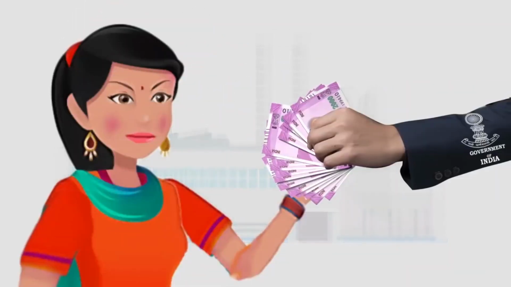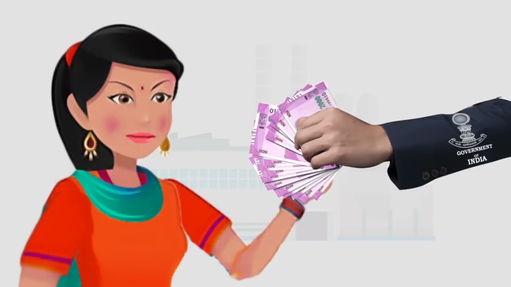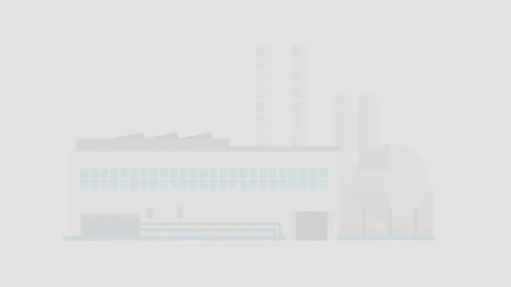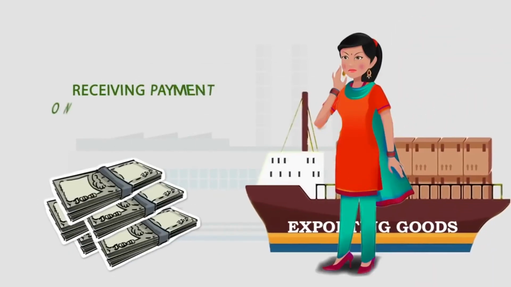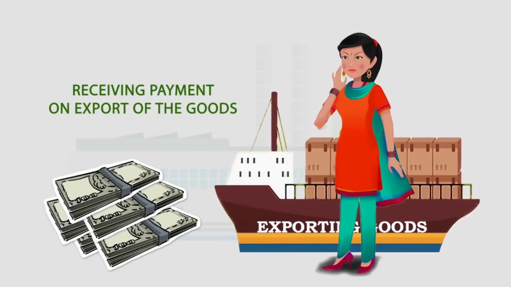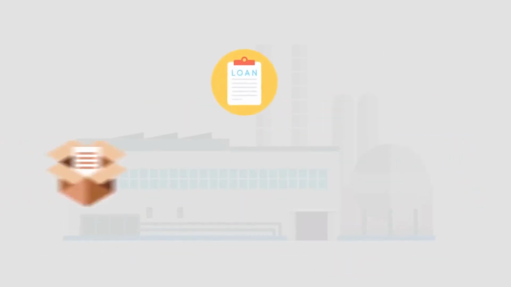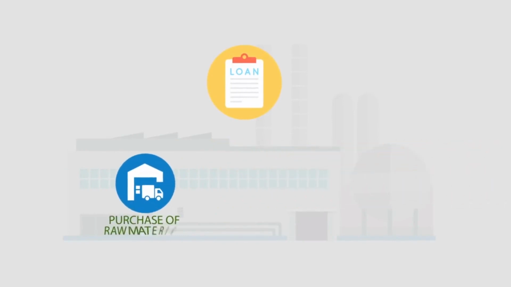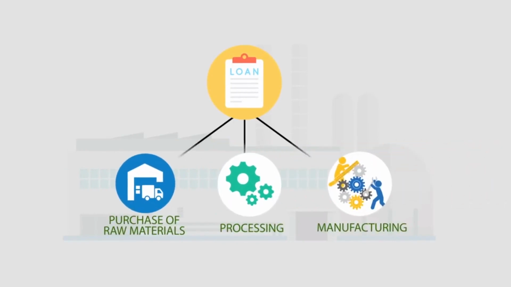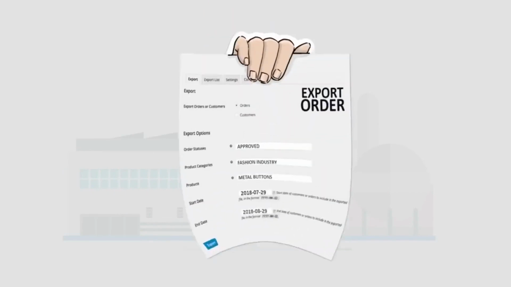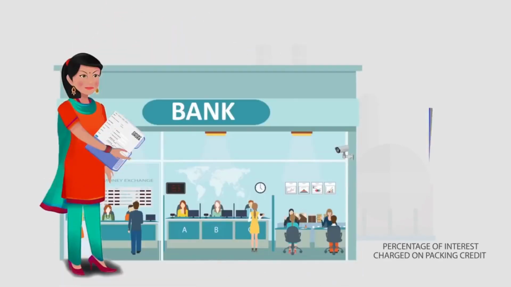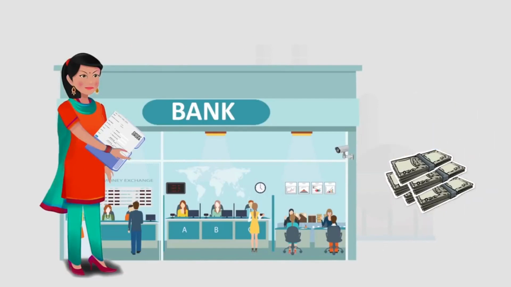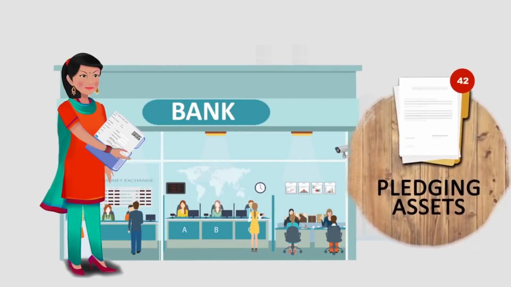Finance can be extended to exporters at the pre-shipment stage in rupees as well as foreign currency. Here are some of the ways. Packing credit. Working capital finance can be extended in anticipation that the borrower would receive payment on export of the goods. This loan can be taken not just for packing but also for purchase, processing and manufacturing of exports. Niku needs to provide an export order or a letter of credit as proof. There is an interest which is charged on the packing credit given. Further, the firm must pledge its stocks or other advances against the credit given.